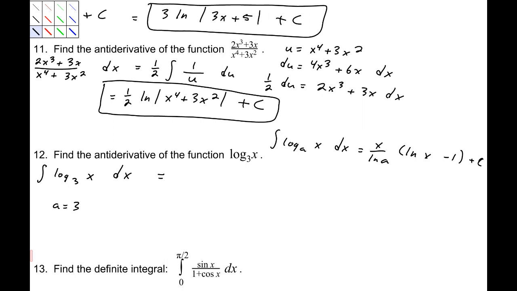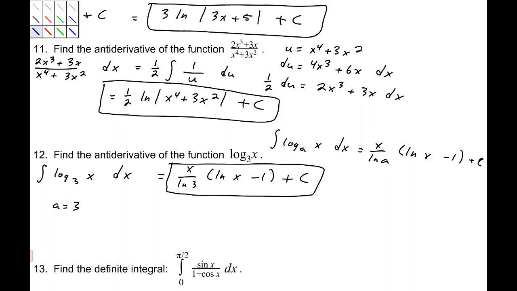So this would be x over natural log 3 times natural log x minus 1 plus c. We did not have to use u substitution, so we can keep the x where it is. That's it.